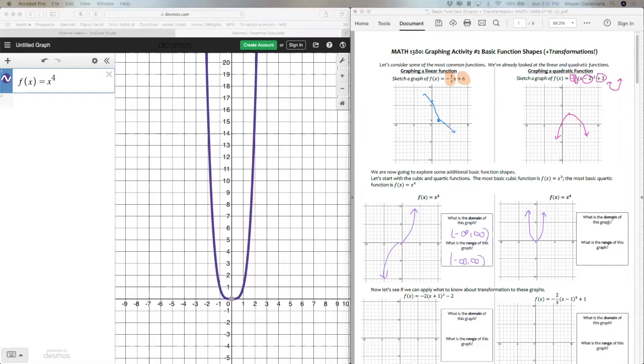And now let's think about the domain and range here. Well, the domain of this, again, is going to be everything. This side of the parabola is going to extend to eventually hit all the positive x values. This side is going to extend to hit all the negative values. So our domain is, again, everything, negative infinity to infinity.